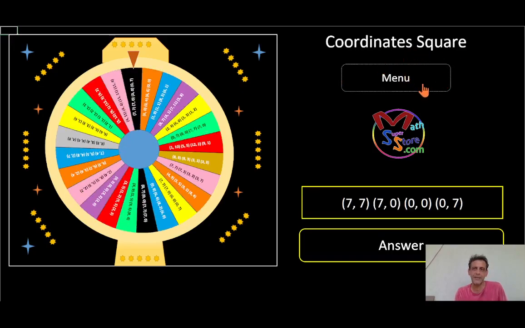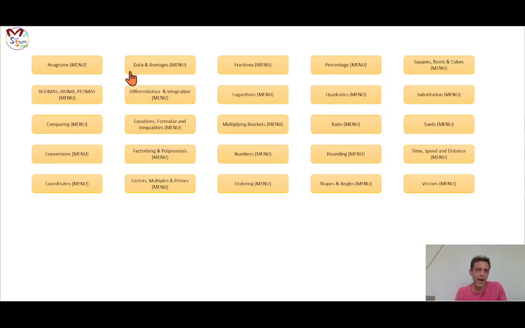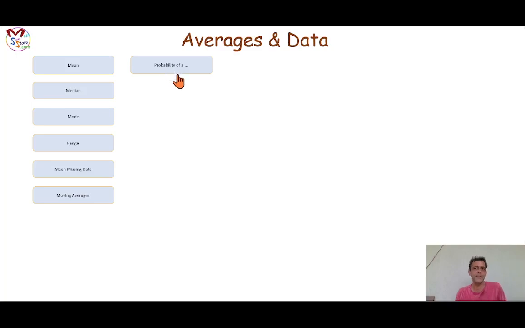So if we quickly go back to the main screen to go to the menu, we've got data and averages. On data and averages, we've got mean, median, mode and range. We've got mean missing data, so you're given the actual mean and 3, 4, 5 pieces of data. You have to find the missing piece of data to make that average correct.